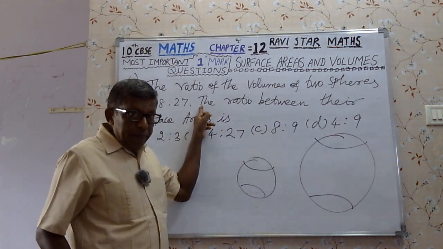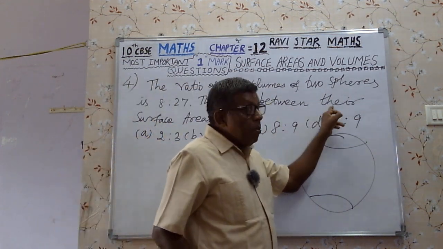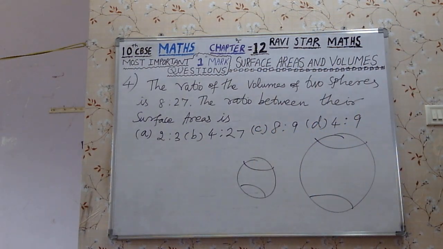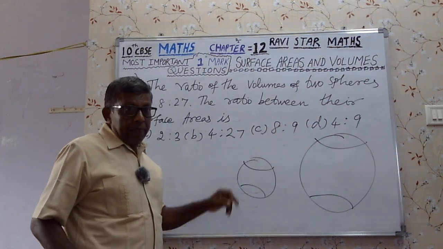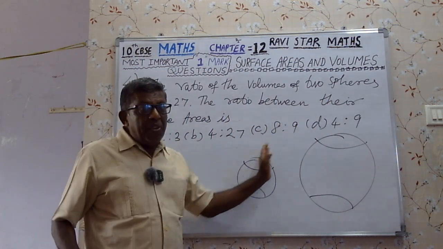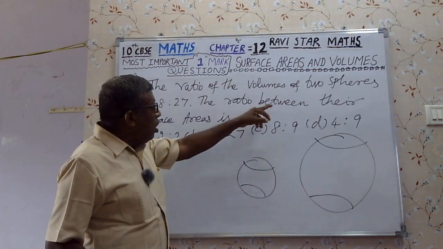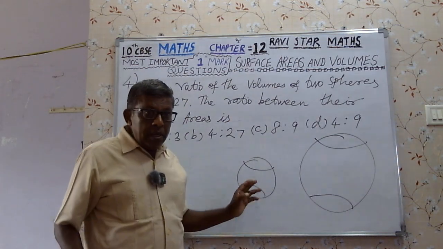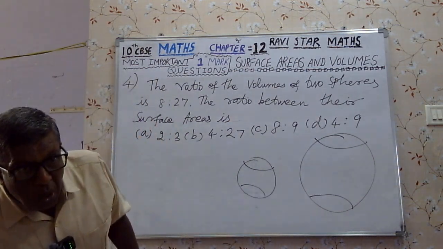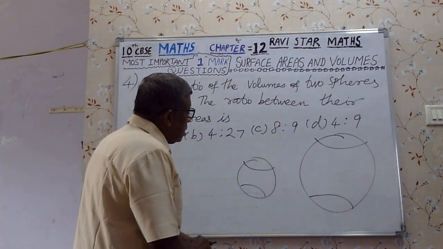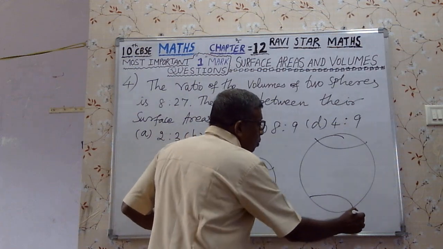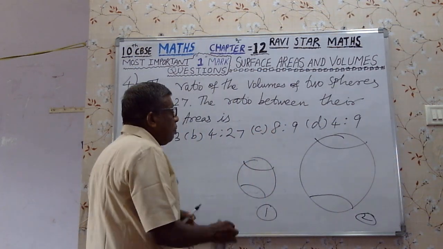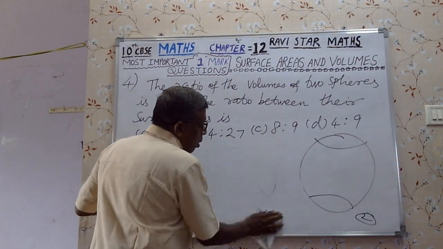Now the question: the ratio between their surface areas is what? The volume ratio is 8:27. The ratio between their surface areas is what? This is sphere number 1. This is sphere number 2. There are two spheres.